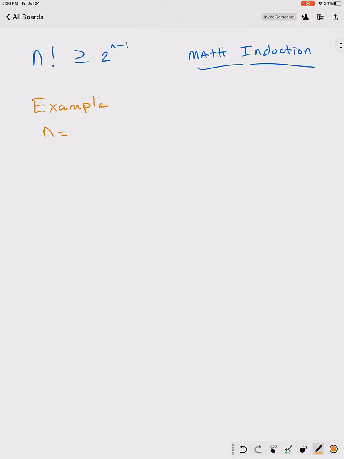So I'm going to propose, what if we did n equals 5? So 5 factorial would equal 5 times 4 times 3 times 2 times 1. And 5 factorial, I have to type that in my calculator here, is 120. Okay. And also, by the way, if I had 2 to the n minus 1, I'd have 2 to the 5 minus 1, which is 2 to the 4th. And 2 to the 4th I'm going to rewrite as 2 times 2 times 2 times 2, and 2 to the 4th is equal to 16.